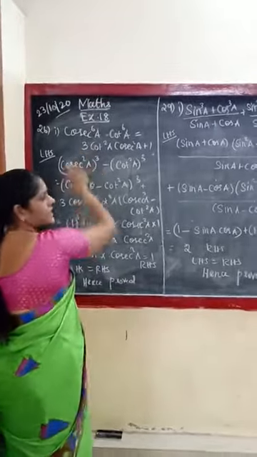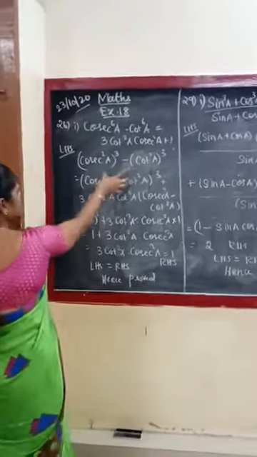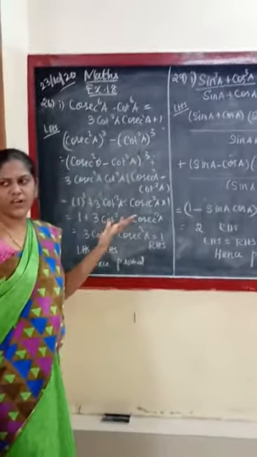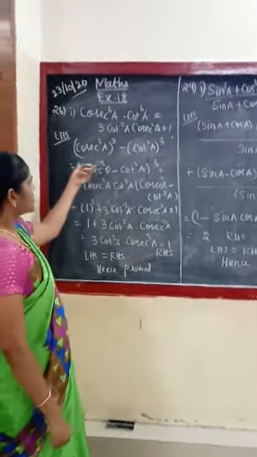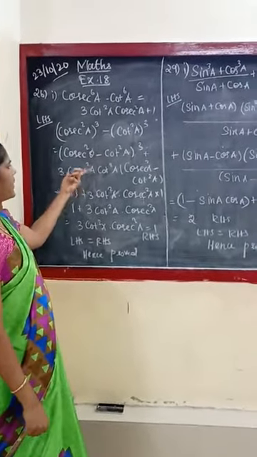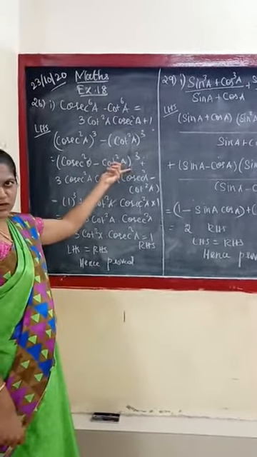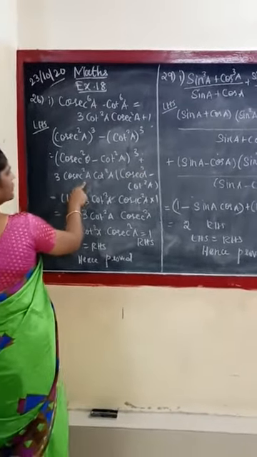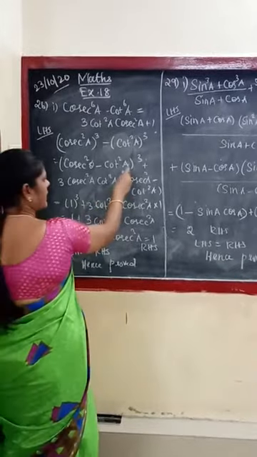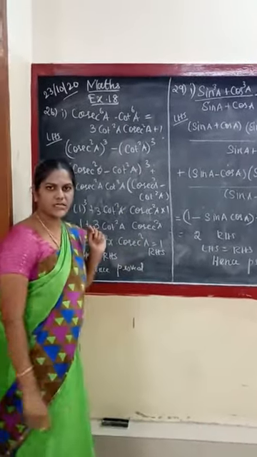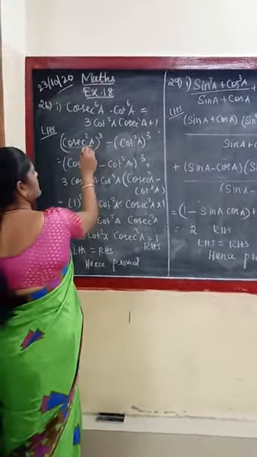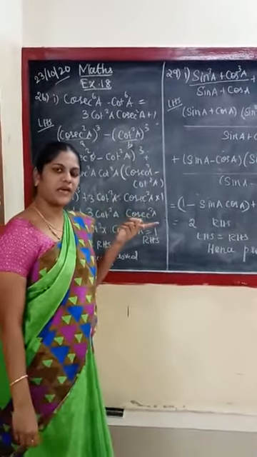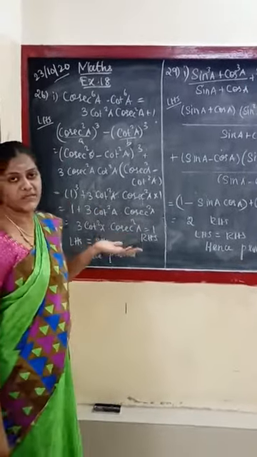If you convert this, the power does not change. It's in the formation of a cube minus b cube. You need to expand the term using the formula of a cube minus b cube. So a cube minus b cube is a minus b the whole cube plus 3 into cosecant squared a into cot squared a into cosecant squared a minus cot squared a. Will you understand? In that, cosecant squared a is a, cot squared a is b. Expand in the formula of a minus b the whole cube.